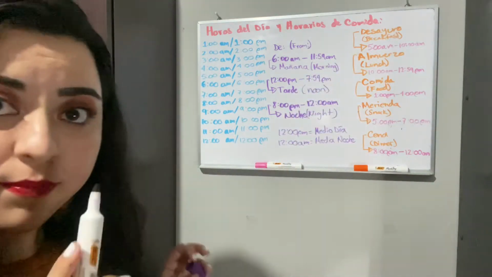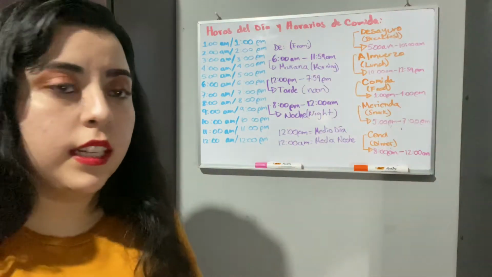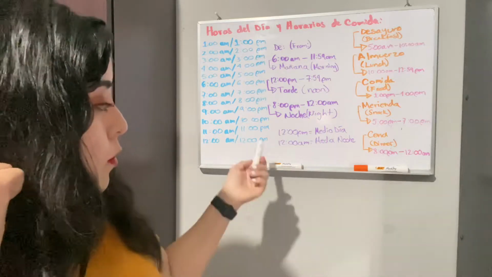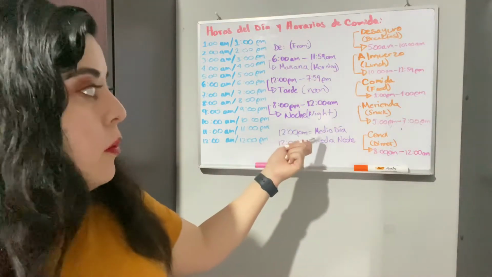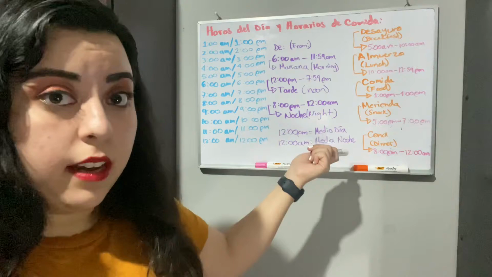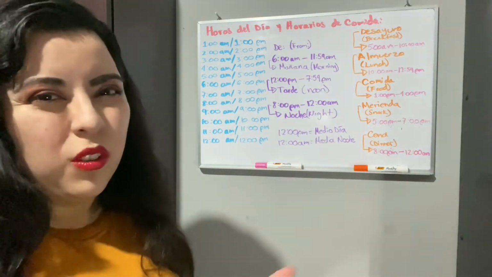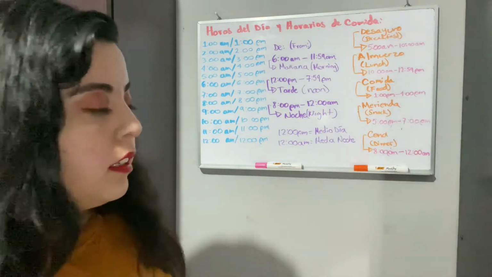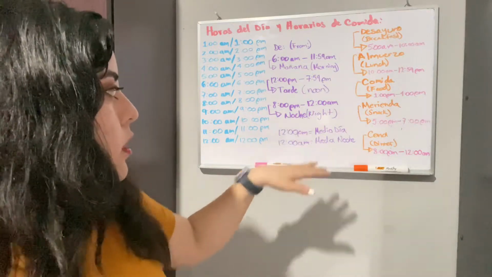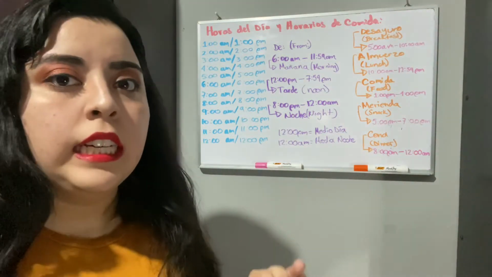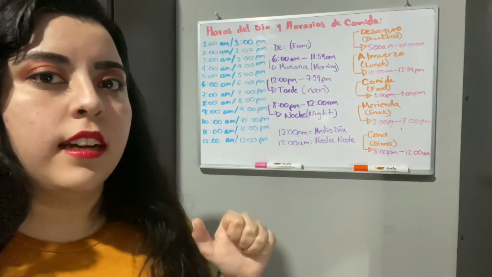All right? So just want to clarify that. And for 12 p.m., we call that mediodía. So it's the noon for you guys. From that hour, exactly on the clock, we say, son las 12 del mediodía.